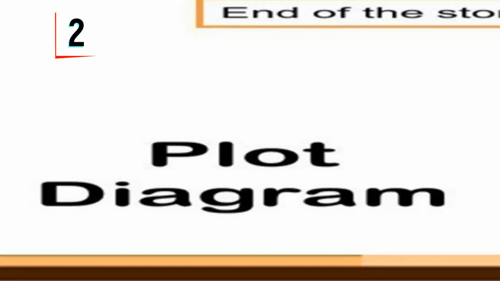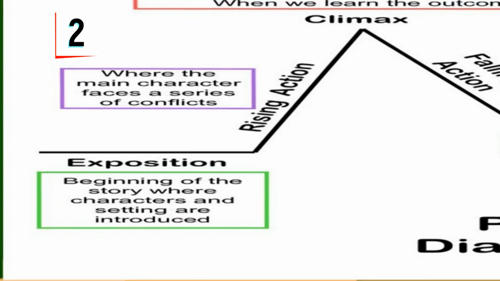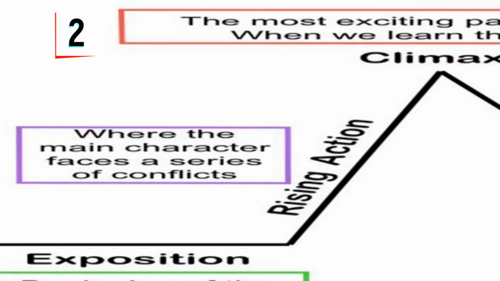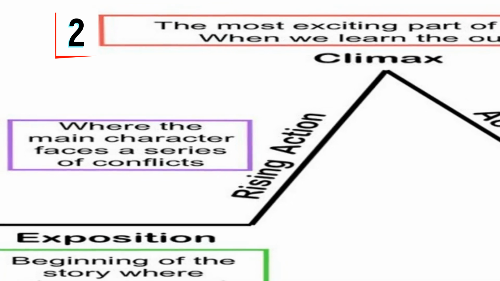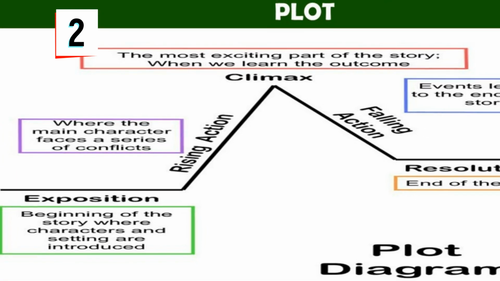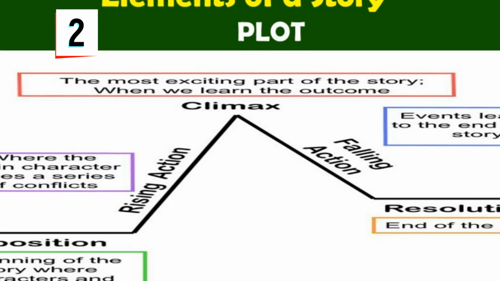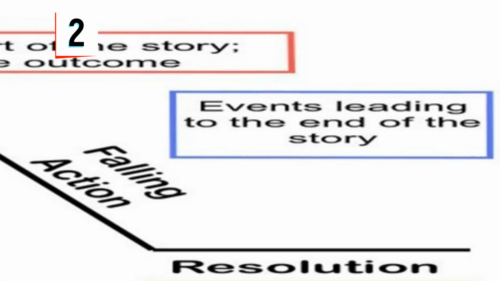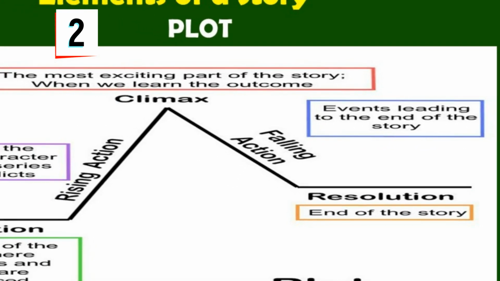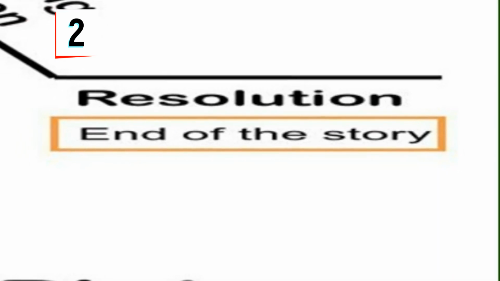Here is a plot diagram. We have exposition. This is the beginning of the story where characters and setting are introduced. And then rising action. This is where the main character faces a series of conflicts. And then we have climax, the most exciting part of the story, when we learn the outcome. And then falling action. These are the events leading to the end of the story. And the last one is resolution. This is now the end of the story.